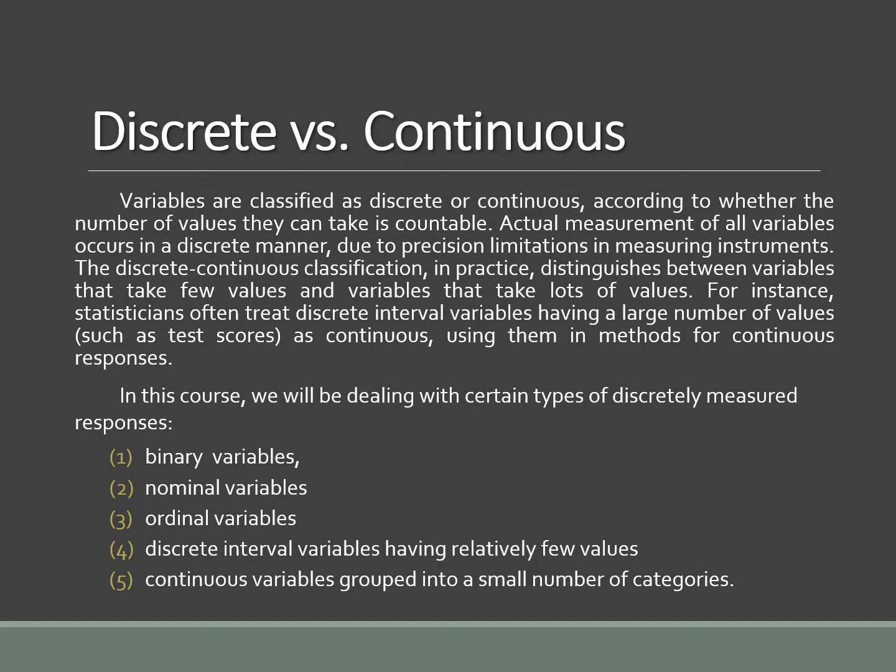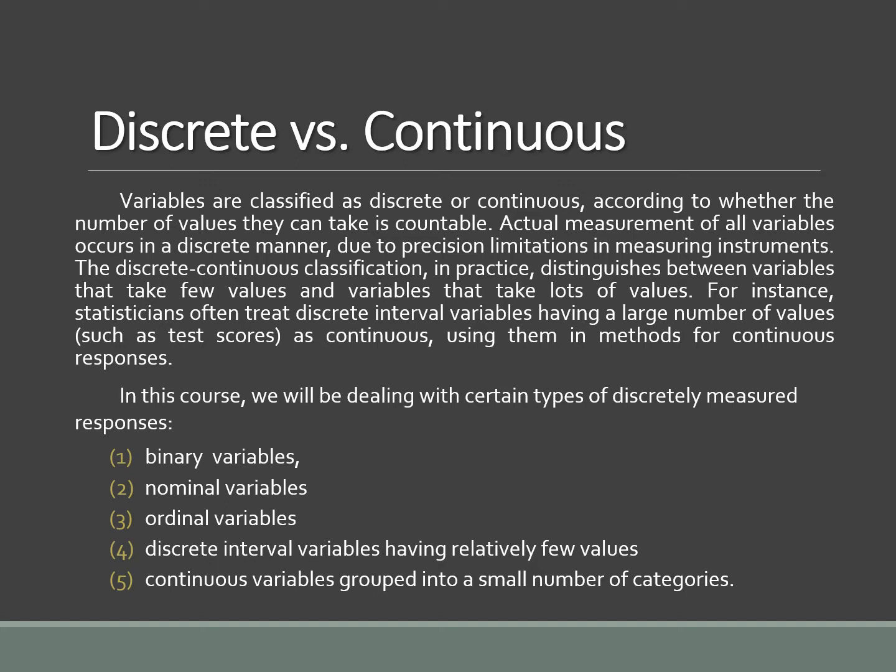Actual measurement of all variables occurs in a discrete manner due to precision limitations in the measuring instrument, because technically everything is countable if you're using a measurement such as a ruler which only uses units in centimeters or inches. Each of the lines there would be specific values, meaning there would be just a countable number of measures that you would get. Unlike on the continuous side, wherein you could have 1.0856693 as an example.